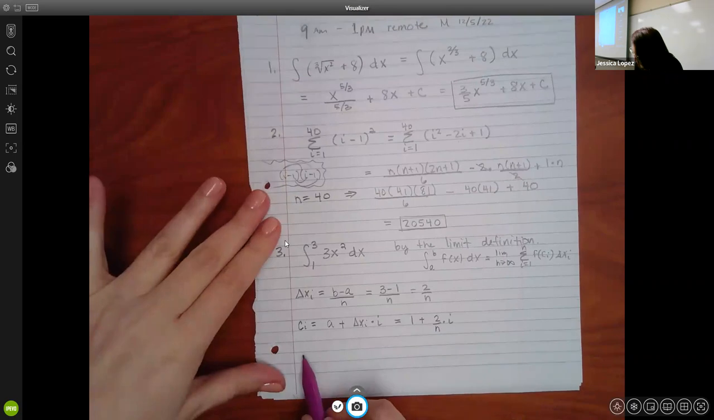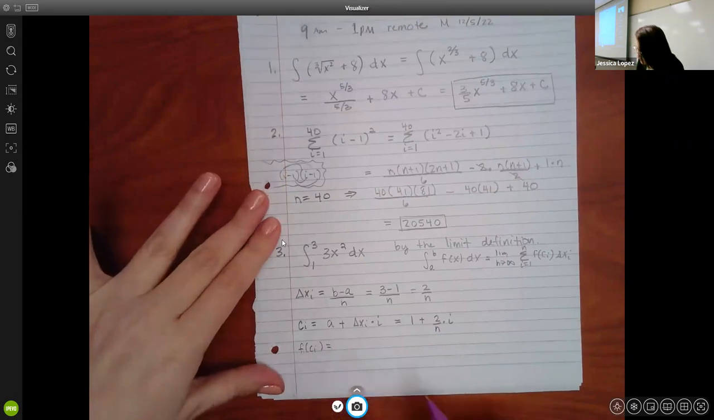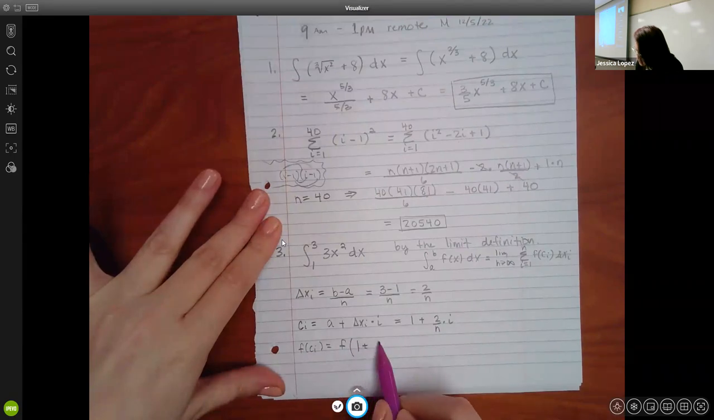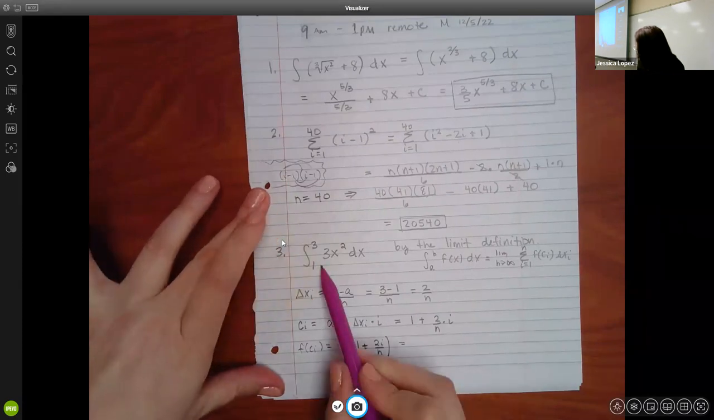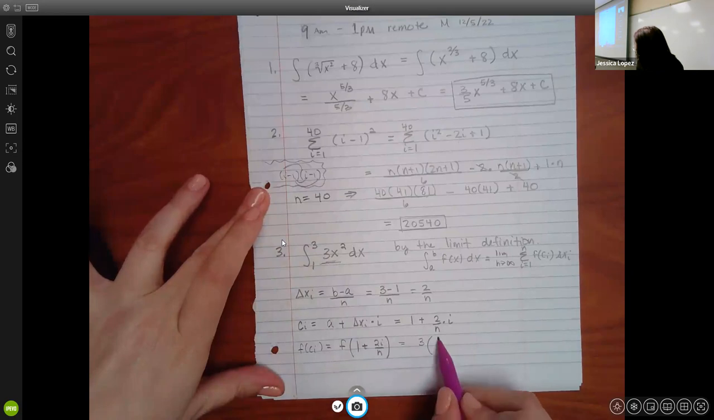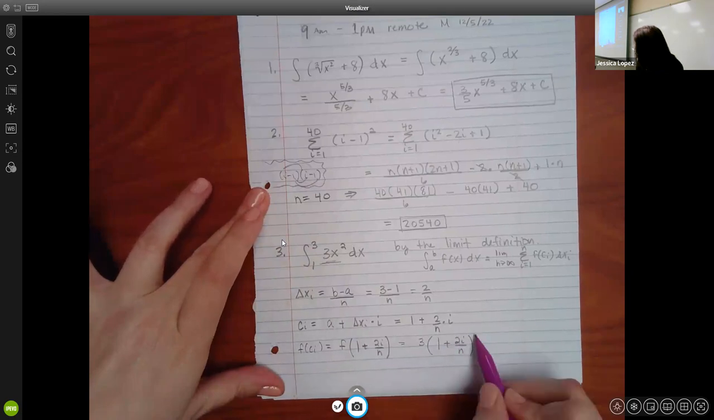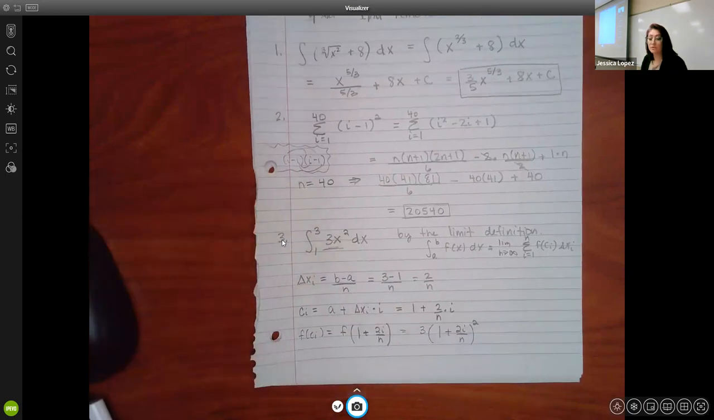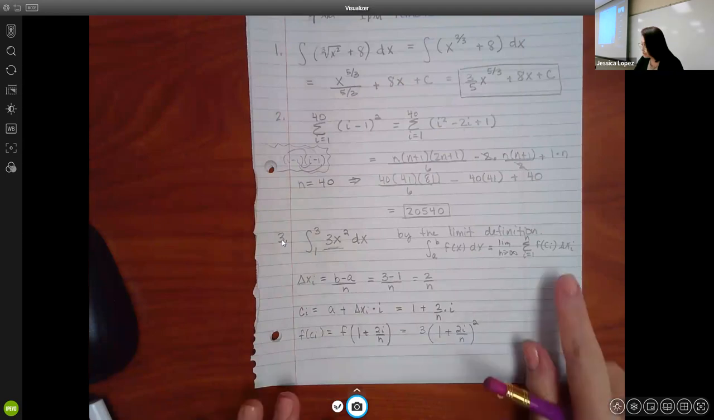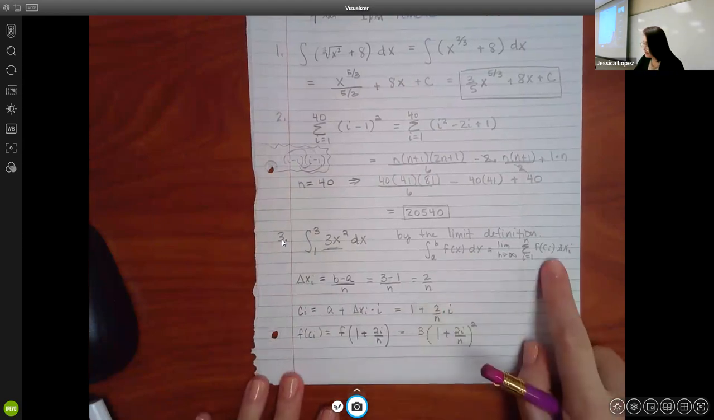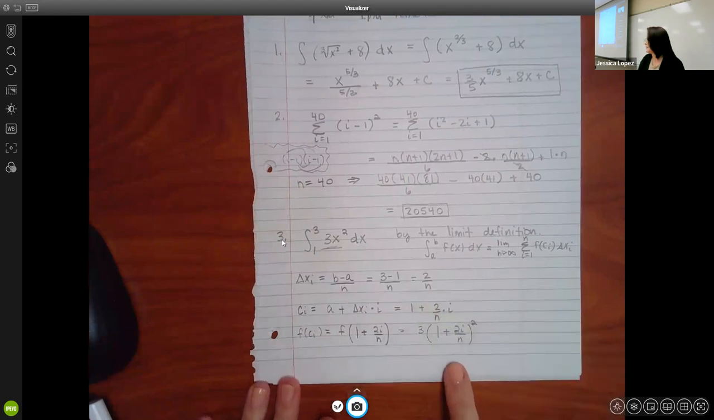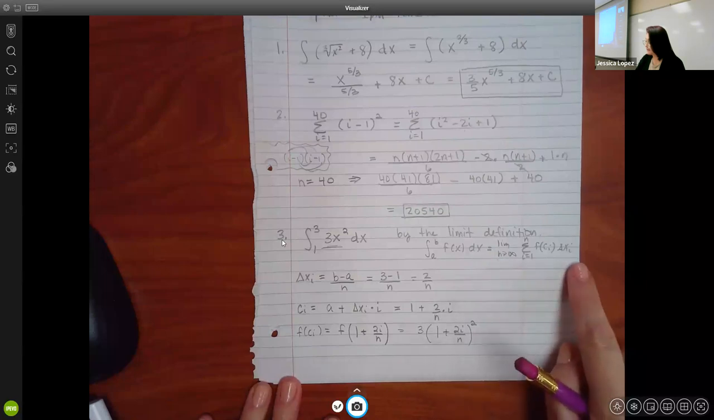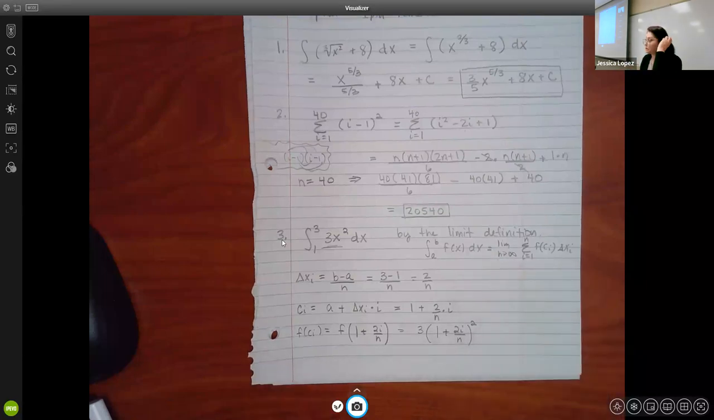So then what in the world would f of ci look like? That would look like f of 1 plus 2i over n. And since this is my f, this guy here, it would be 3 times this thing squared. I won't do any of the algebra just yet. I'm going to wait until I actually write this out. All I was doing was finding all the pieces, right? I need to know what delta xi is, and I do. And then I needed to know what f of ci is going to look like, and I know what that's going to look like now. So now I can write the setup and then go ahead and figure out the computation.